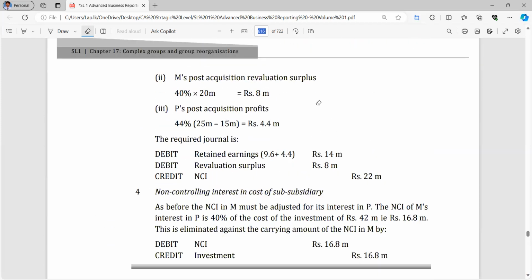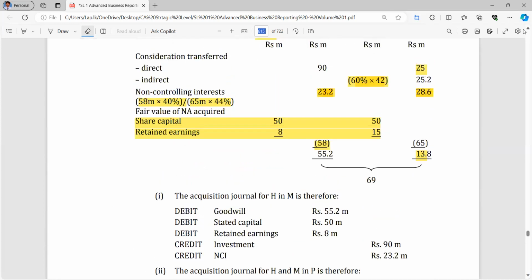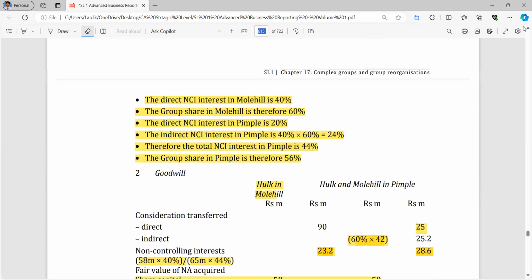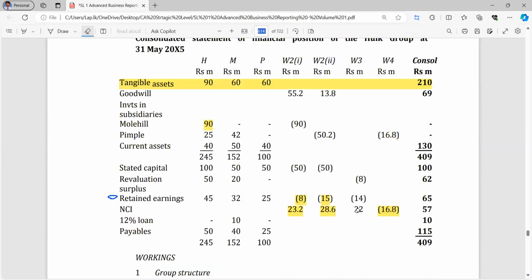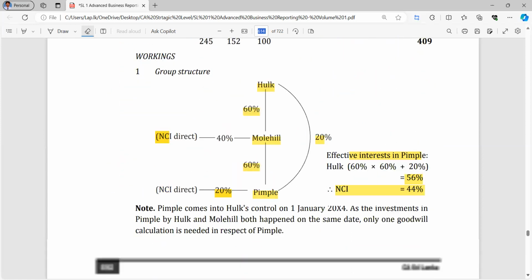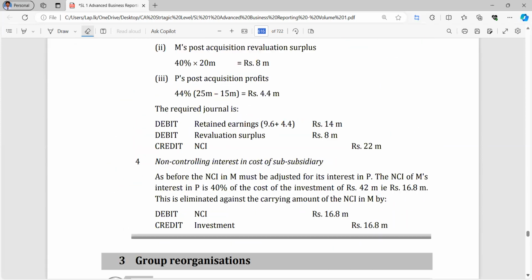I told you the post-acquisition revaluation 20 into 40%, 8 million. The post-acquisition profit 25 minus 15 into 44%. That is after the effect, only the remaining 44%. The required entries: retained earnings should be debited by 14 million, the revaluation surplus debit, NCI is credit. That is why this 22 million came. I did explain to you how this 22 million came, right? Again, if I'm not mistaken, the NCI is debited and the investment is credited. That is the end of this question.